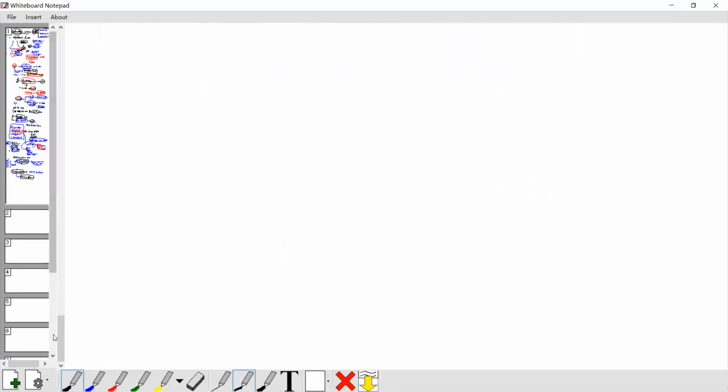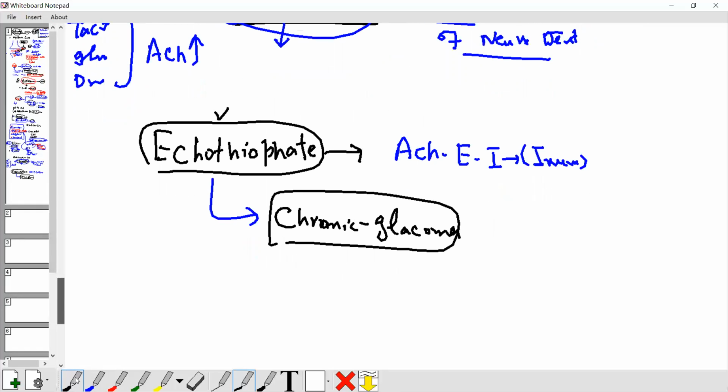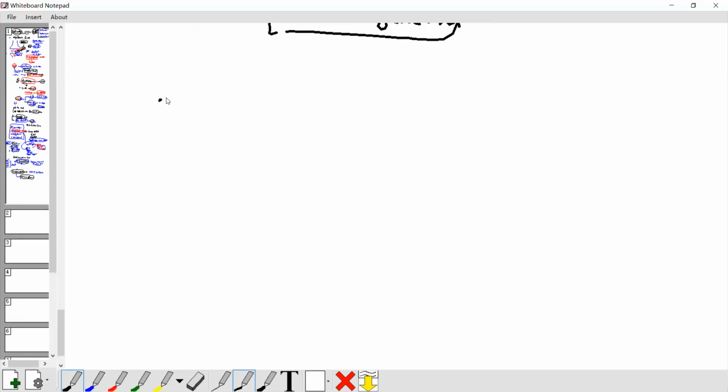Now the next clinical topic, clinical things about the cholinergic system. This is a new topic, but related to these drugs: organophosphate poisoning.